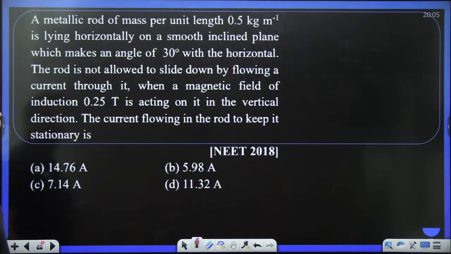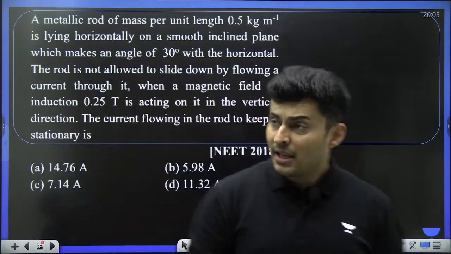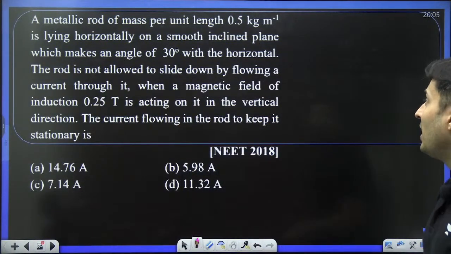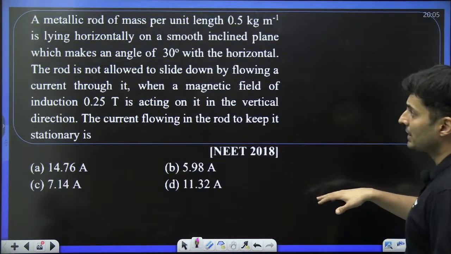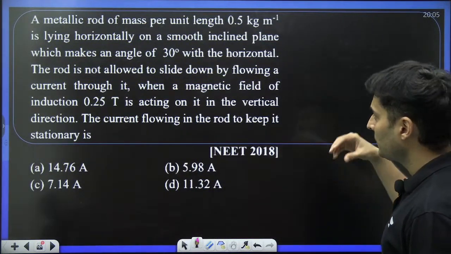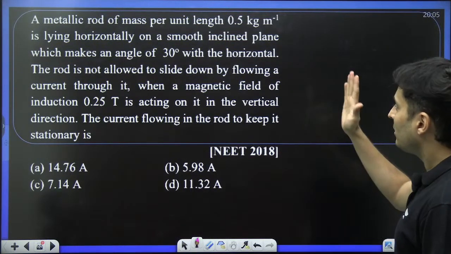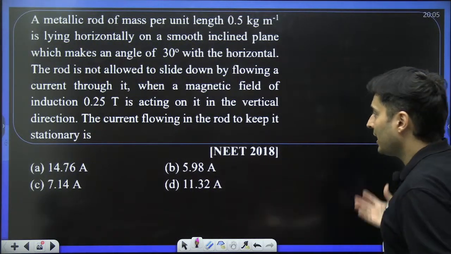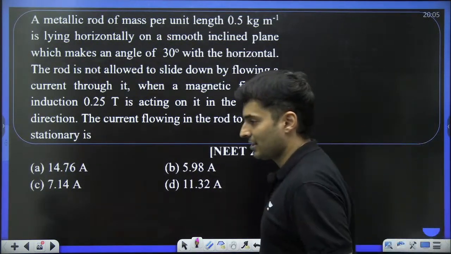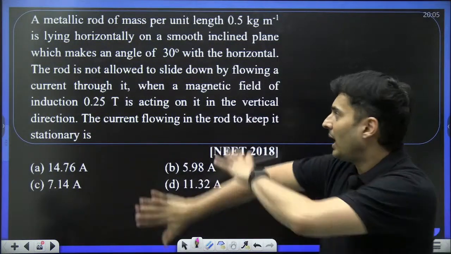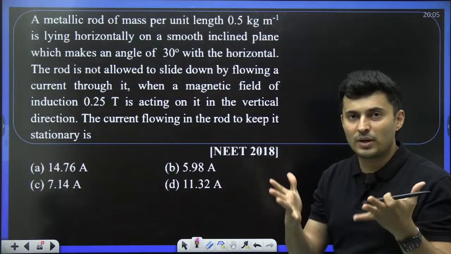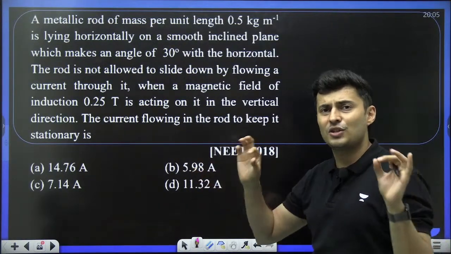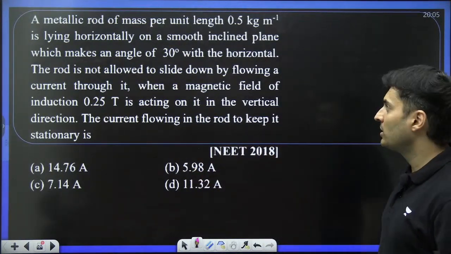Look at this question. What does it say? There is a rod, mass per unit length, lying on a smooth inclined plane at an angle of 30 degrees. The rod is not allowed to slide down because there is a magnetic field in the vertical direction. Find the current in the rod to keep it at rest. Take some time to visualize this problem. Don't calculate anything, just draw the diagram.